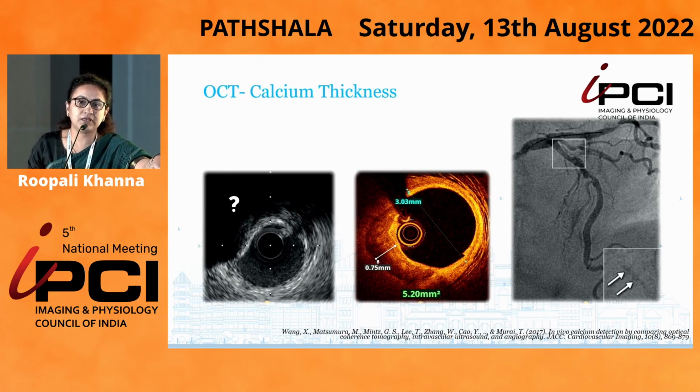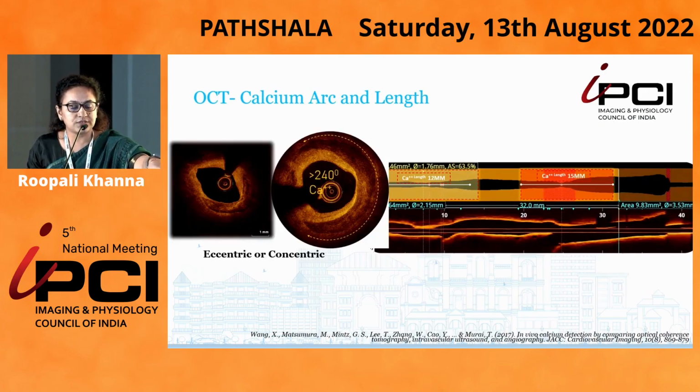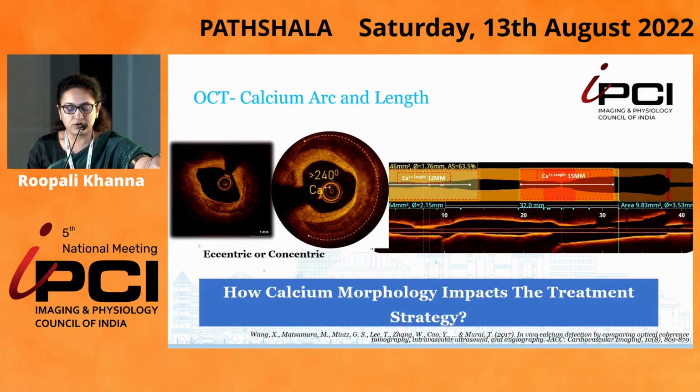What about the calcium thickness? OCT obviously has the upper hand and can give a better thickness of the calcium. We can also see whether the calcium is eccentric or concentric and what is the length of the calcium. So it gives a 3D picture of the calcium. But how this calcium morphology impacts the treatment strategy becomes the question.